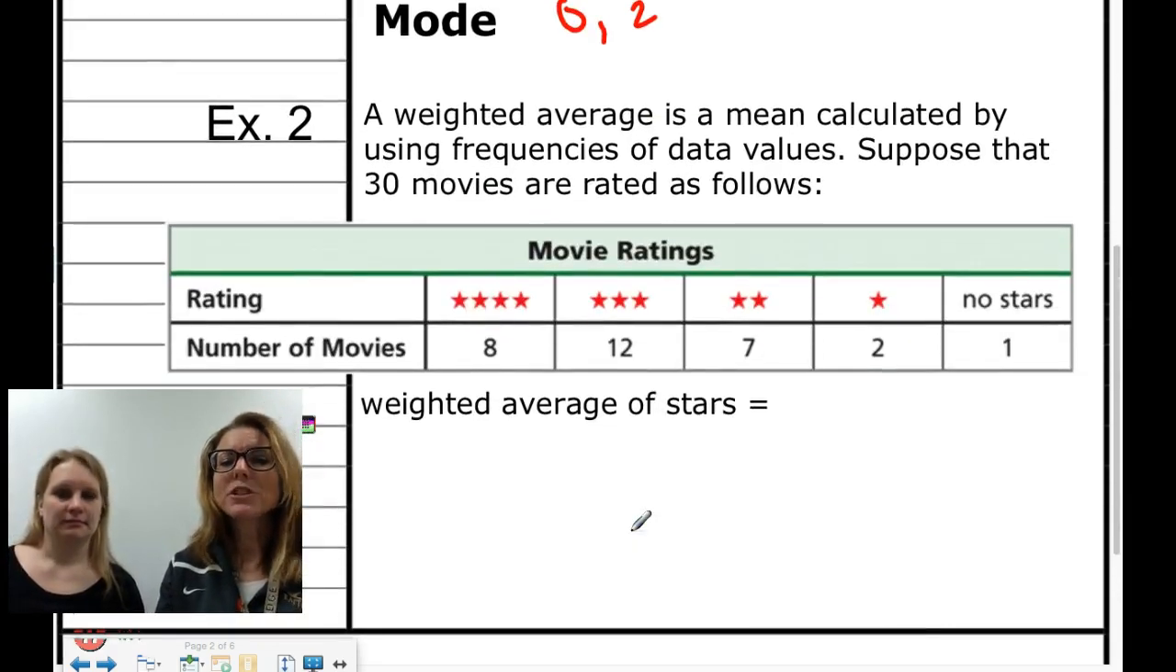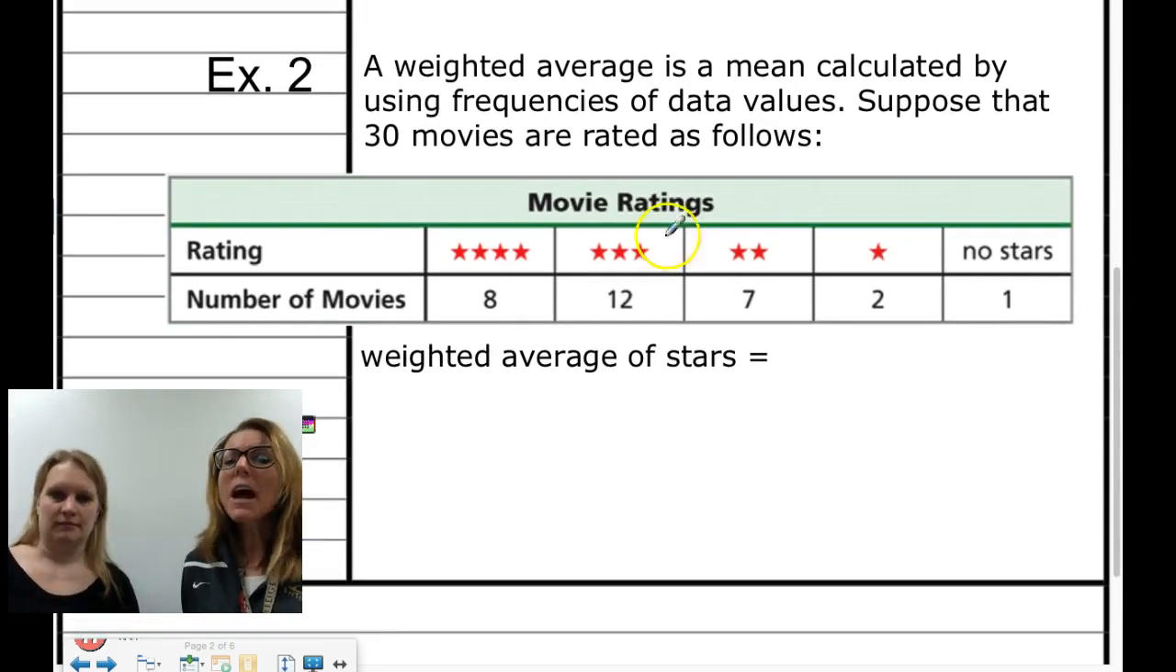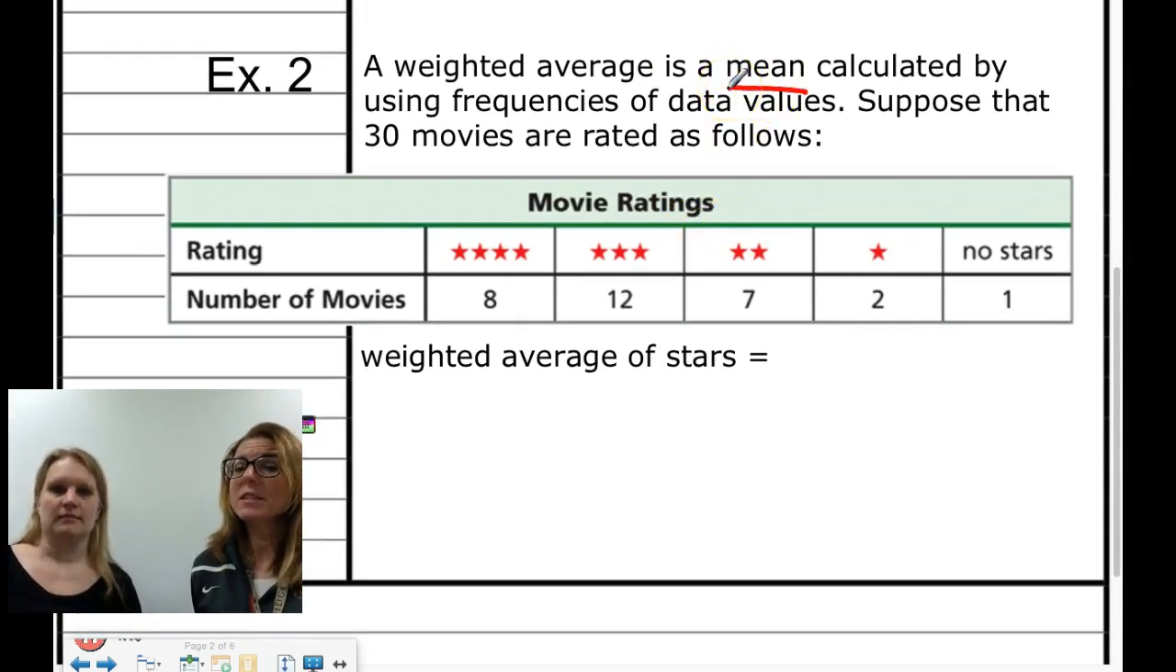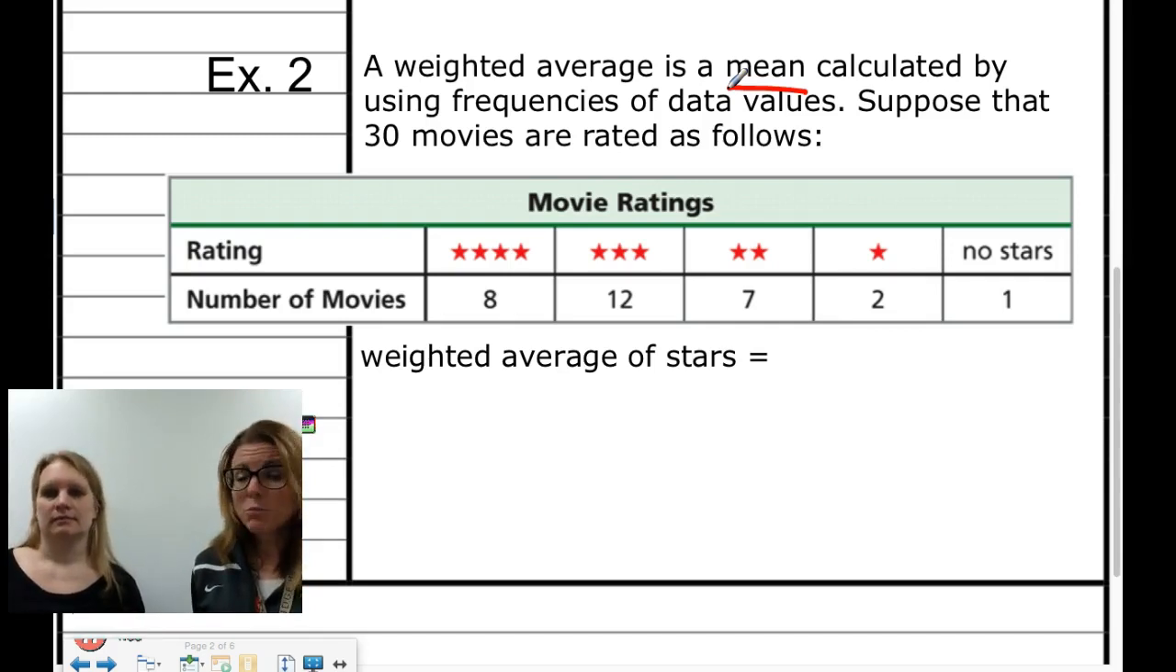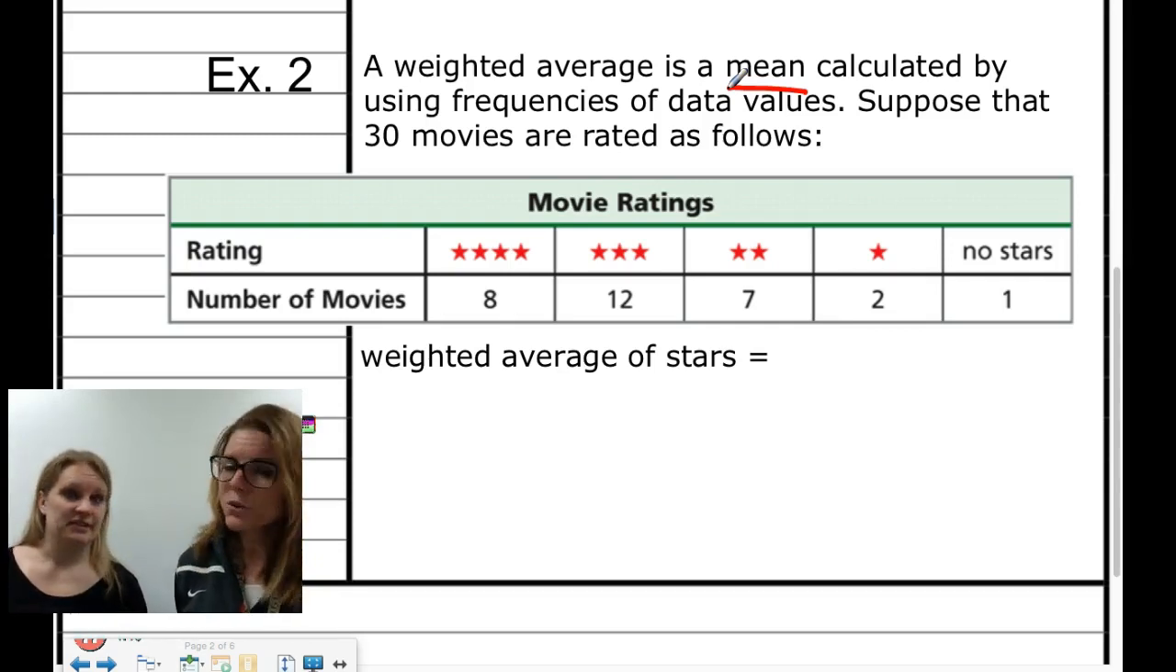Example 2. A weighted average is a mean calculated by using frequencies of data values. Suppose that 30 movies are rated as follows. There are 8 movies that are given a rating of 4 stars, 12 given a rating of 3, 7 giving a rating of 2 stars, 2 movies given a rating of 1 star, and 1 movie that people really did not like at all gave no stars.